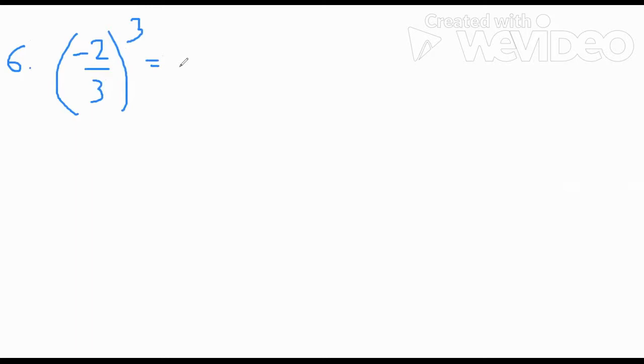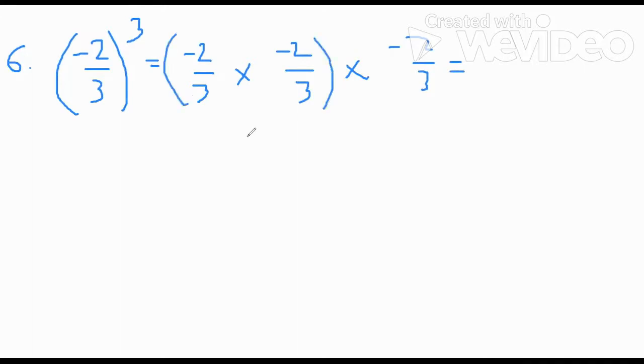So basically what you'll do is just write out (-2/3) times (-2/3) times... what? Work out the first two. Just to get it clear, only the 2 is negative, right? All right, good question.